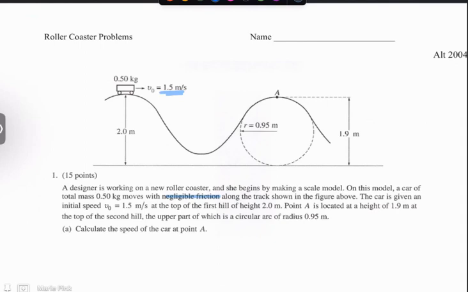Along the track as shown in the figure above, the car is given an initial speed of 1.5 meters per second at the top of the first hill of height 2 meters. Point A is located at a height of 1.9 meters at the top of the second hill, the upper part of which is a circular arc of radius 0.95 meters. Calculate the speed of the car at point A.